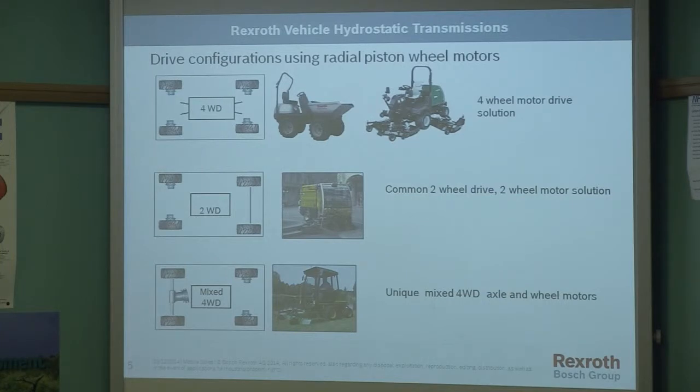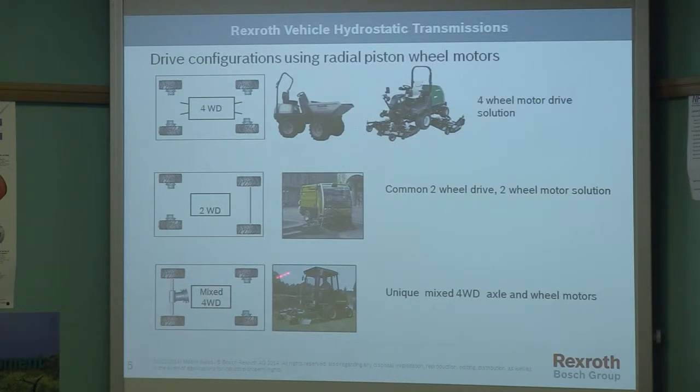Well, here's a smaller compact sweeper, precinct sweeper. This is using 2 wheel motors, and as I mentioned, these are high torque, low speed, so there's probably a limitation on the vehicle speed here, probably 50 kph is sort of the maximum for this sort of application.